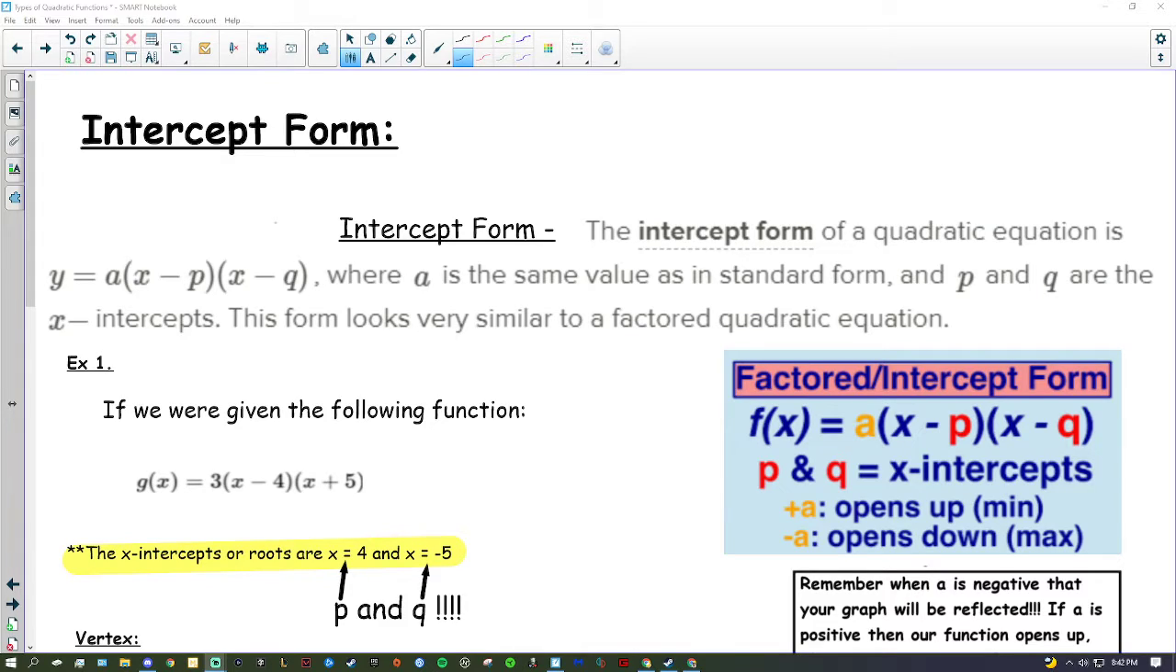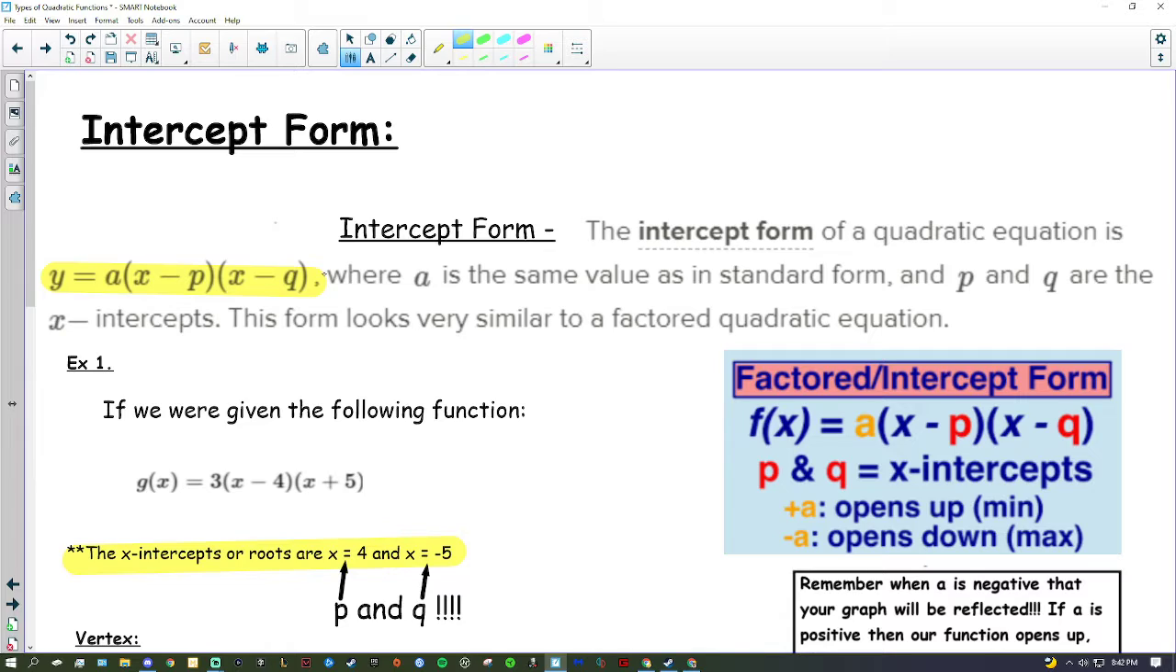Woo woo! Last one, Intercept Form. Intercept Form is a great form, not seen very often, but does come up. It is y equals a times x minus p times x minus q. Right here, it can be seen right here. You also wrote it at the top of your page yesterday.